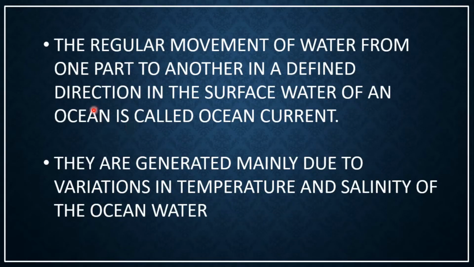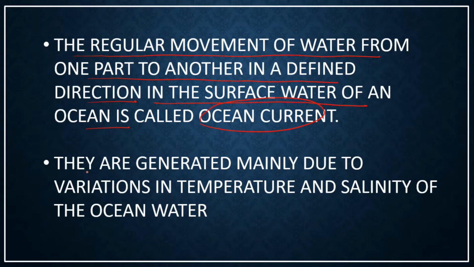Let us learn the definition of ocean currents. Ocean currents are the regular movement of water from one part to another in a defined direction. Direction is very defined in the surface of an ocean, and it is known as an ocean current.